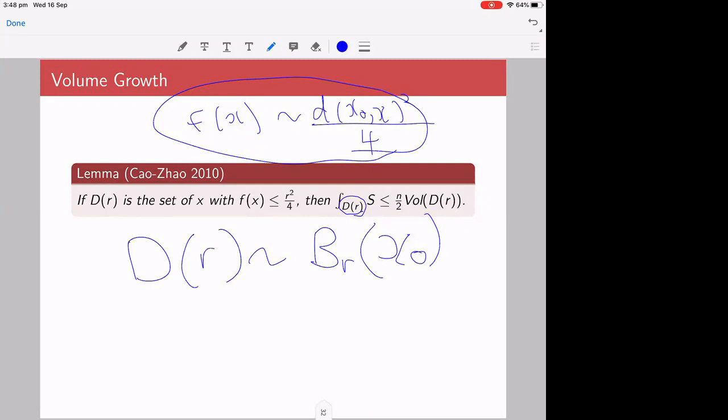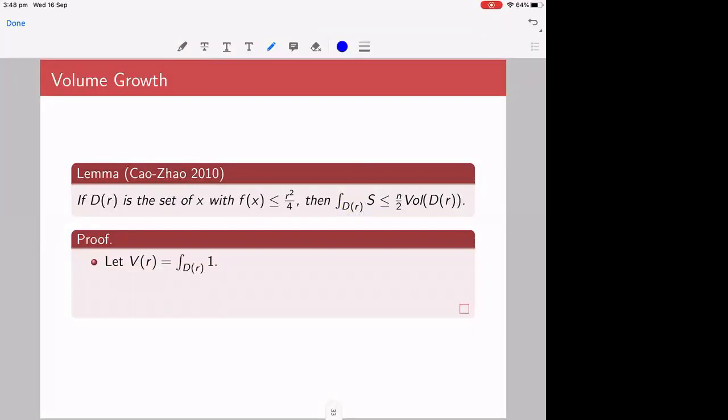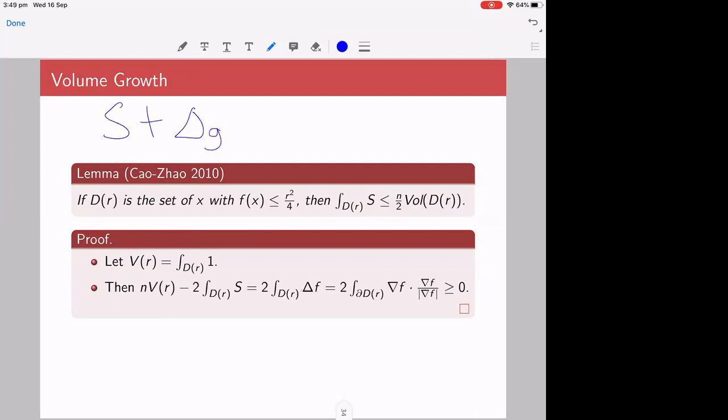The proof of this, I think, is quite cute. So remember, first of all, let's just define a function v of r, which keeps track of this term here, the volume of that set. All right, remember that, so remember we had that the scalar curvature plus the Laplacian of f with respect to g had to be the same as n divided by 2. Basically, we're going to use that and integrate around the set D_r. That's all this equation is.